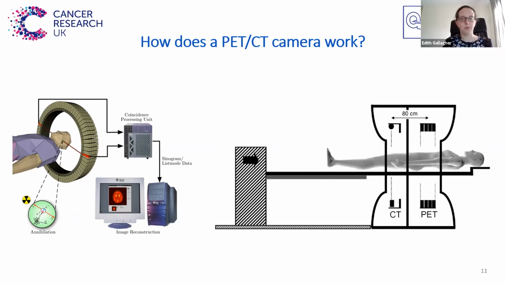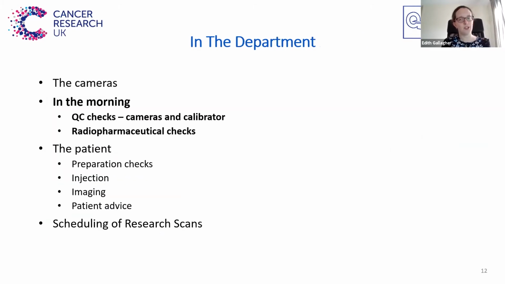Otherwise, significant movement will cause difficulty fusing the two images together, or at worst, parts or all of the scan would have to be repeated. I'll show a few images later on in the talk. Now let me move on to what happens in the department.